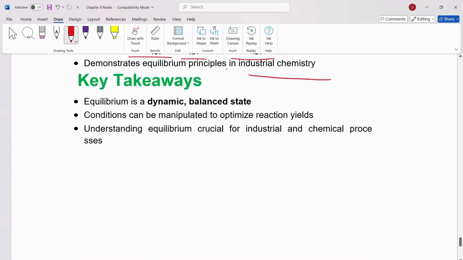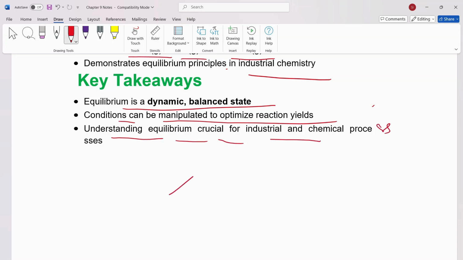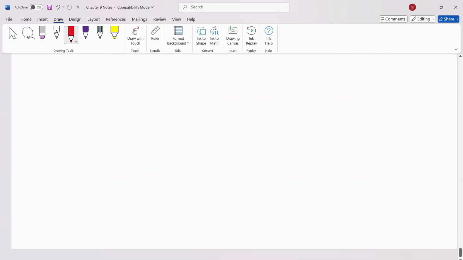So our key takeaways: equilibrium is a dynamic balanced state. Conditions such as temperature and pressure can be manipulated, and we need to understand equilibrium, which is crucial for industrial and chemical processes. With this we have finished this chapter and see you in our next.